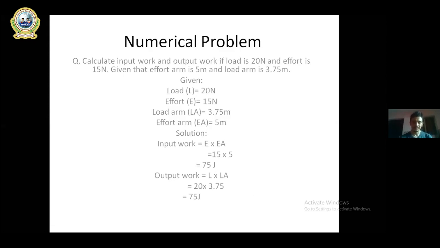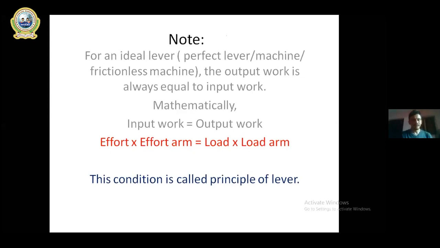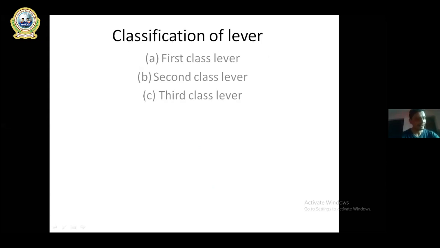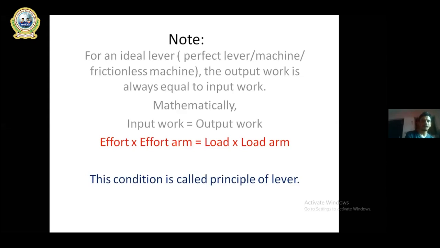All right, now let's learn about the ideal lever. An ideal lever is also called a perfect lever or perfect machine. If the lever is ideal, or perfect, then it is called an ideal lever or perfect lever, or you can say ideal machine. It is also called a frictionless machine. A frictionless machine means a machine which works without friction.